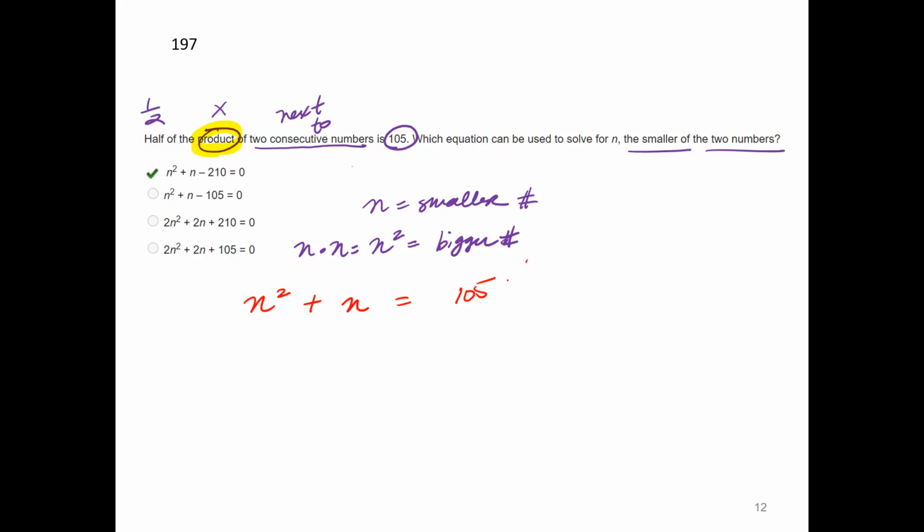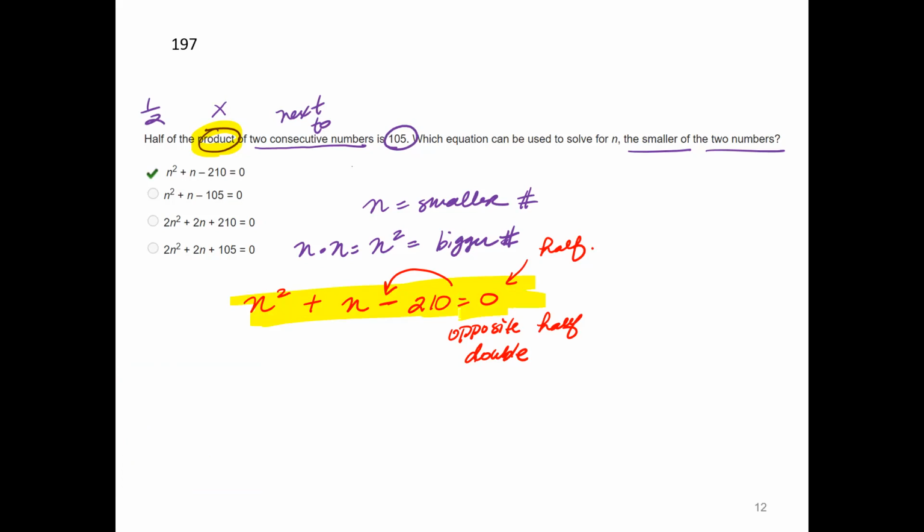Okay. But remember with this one, it has to be half. So if I move this number over here, opposite of half is double. Do you guys agree with that? And if I double that, what is a double going to be? So what's 105 plus 105? 210. And because it is going to be on the left side, you move it over and it's a negative 210. So which answer matches this part right here?